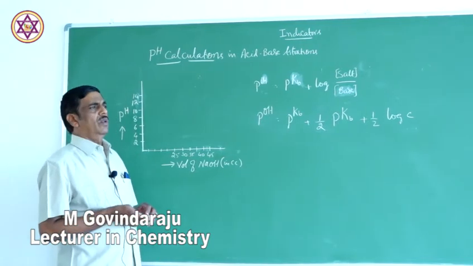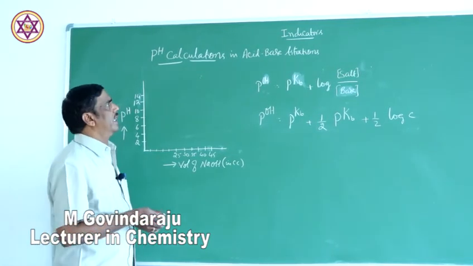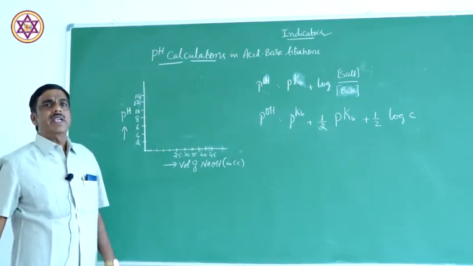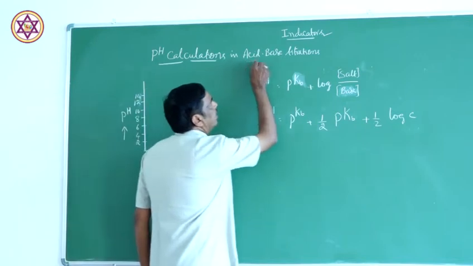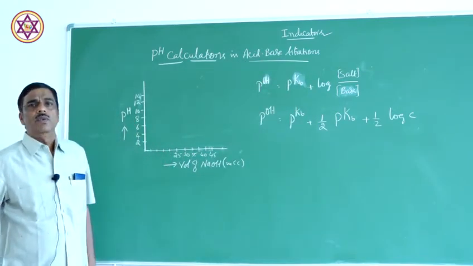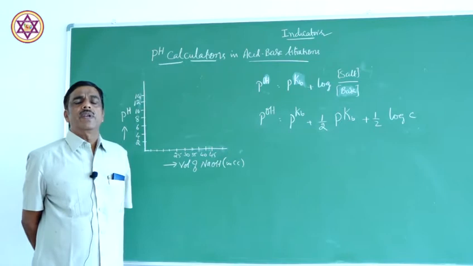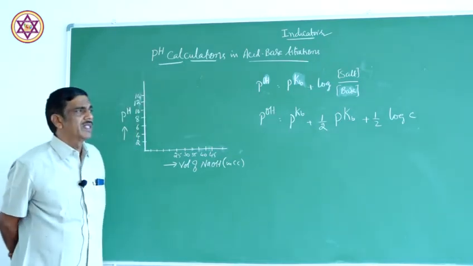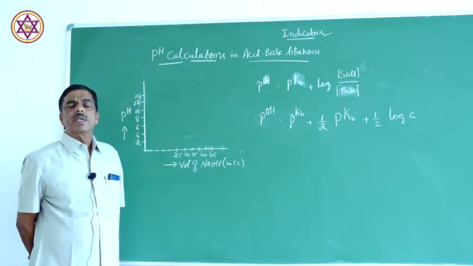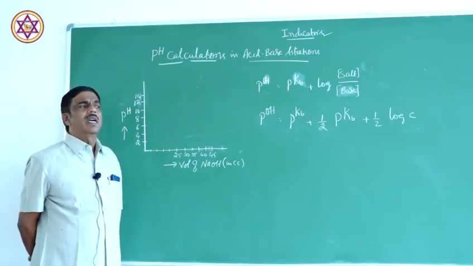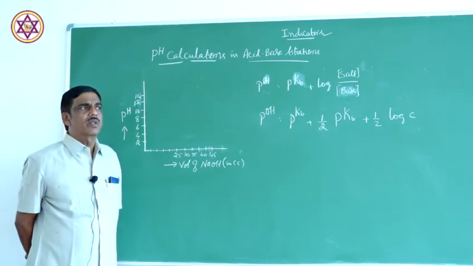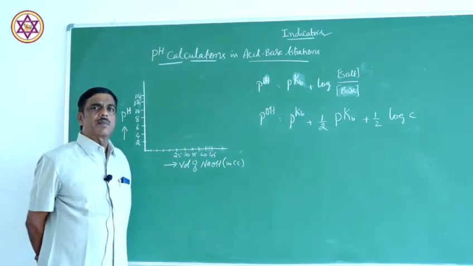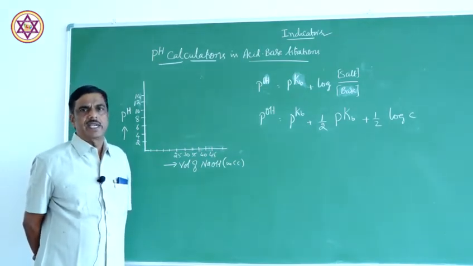Last class we discussed the indicators in detail. The last topic in this indicator chapter is acid-base titration curves. We have discussed four different curves of acid-base titrations: strong acid versus strong base, weak acid versus strong base, strong acid versus weak base, and weak acid versus weak base. Today, let us discuss the pH calculation of this titration.